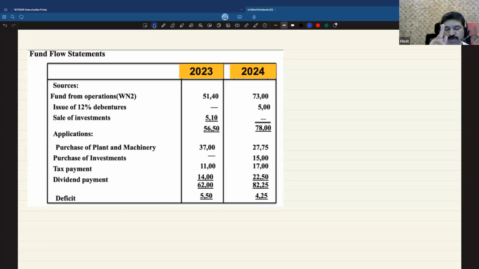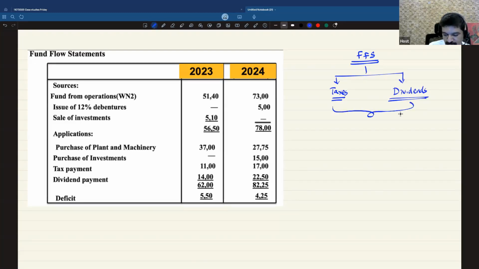Now, let me give you two pieces of information, digest this. For the purpose of fund flow statement, these two things are considered as long-term uses. What are those two things? One is payment of taxes. The other one is payment of dividends. These two are considered as long-term use of funds. Why? Because these are basically share of profits.